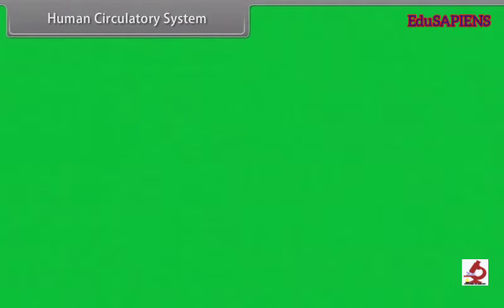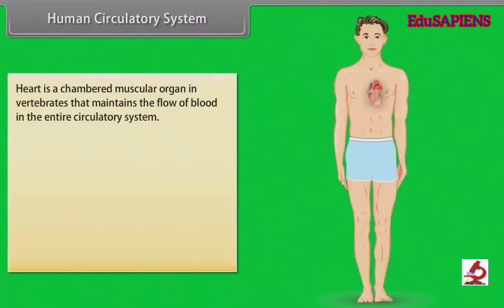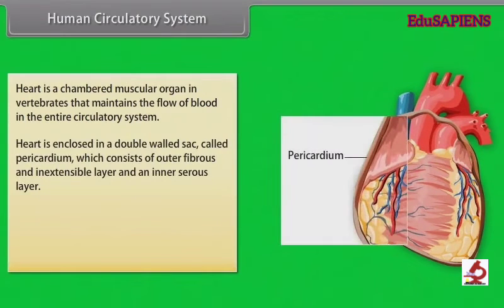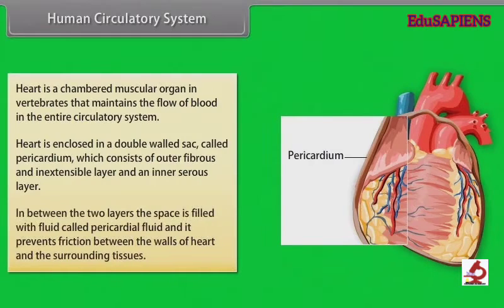Human circulatory system. The heart is a chambered muscular organ in vertebrates that maintains the flow of blood in the entire circulatory system. The heart is enclosed in a double-walled sac called pericardium, which consists of an outer fibrous and inextensible layer and an inner serous layer. In between the two layers, the space is filled with a fluid called pericardial fluid, and it prevents friction between the walls of the heart and the surrounding tissues.